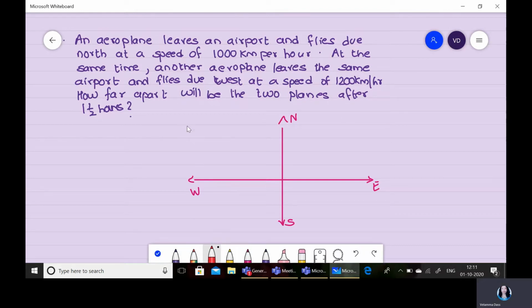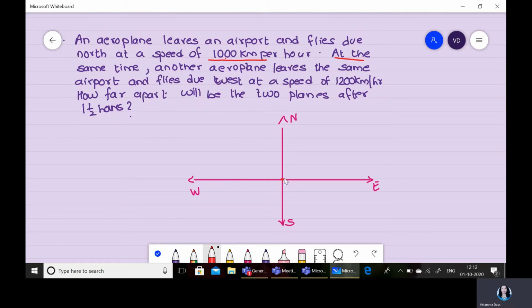So here we come to know that there are two planes which are starting at the same point, at the same time. One aeroplane is flying in the direction of north and the other aeroplane is flying in the direction of west. They have given the speed. The speed of the aeroplane which is flying due north is 1000 km per hour. That means in 1 hour it is covering a distance of 1000 km. Another aeroplane which is flying due west is flying at a speed of 1200 km in 1 hour. They are asking that after 1.5 hours, what will be the distance between the two aeroplanes?